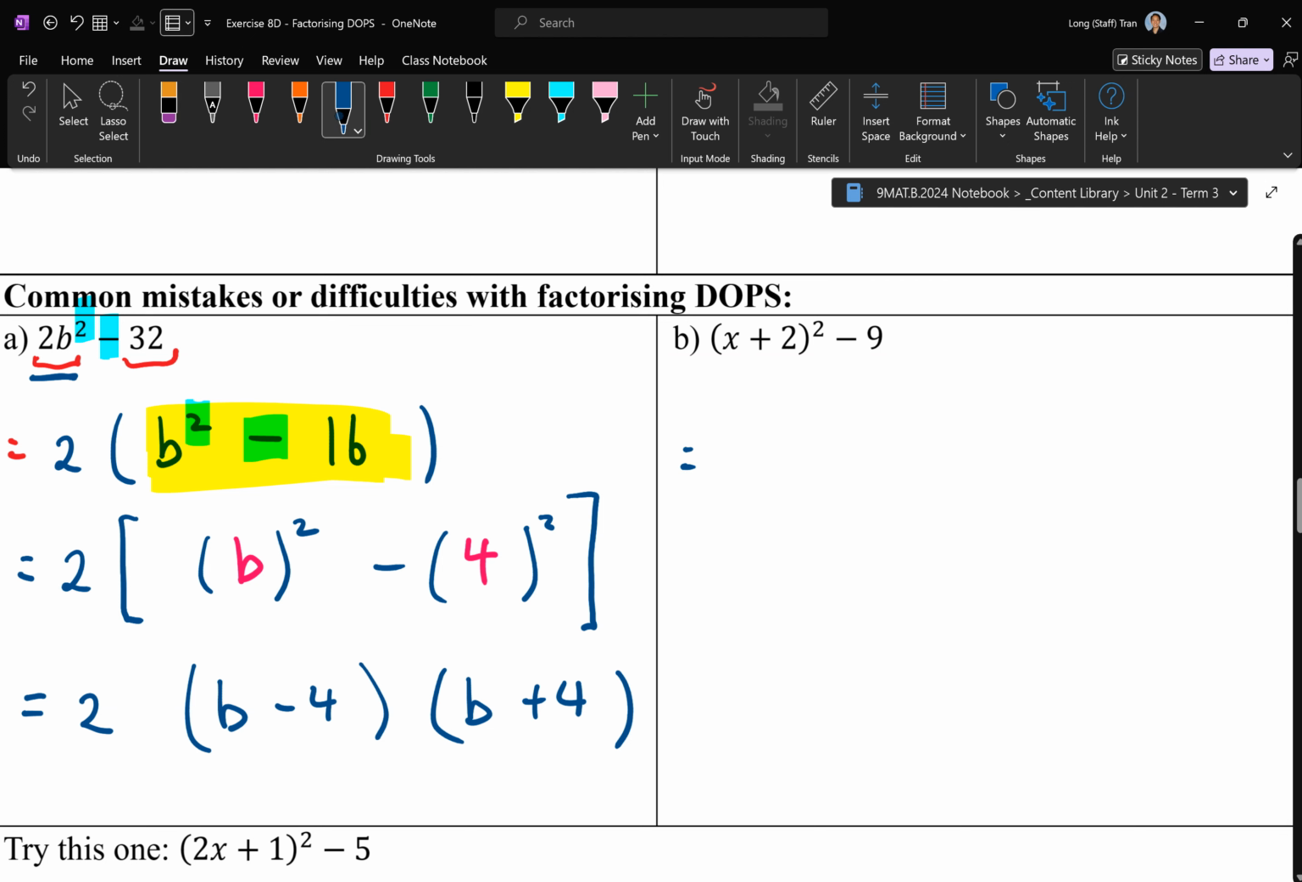Same drill again. Something squared, take away something squared. Thanks, boys. Don't speak while I'm speaking. Something squared, take away something squared.